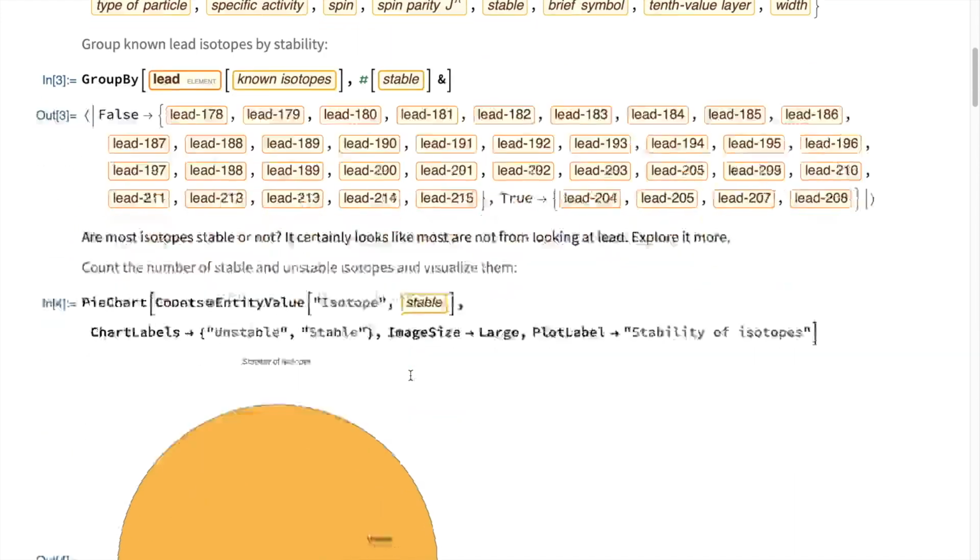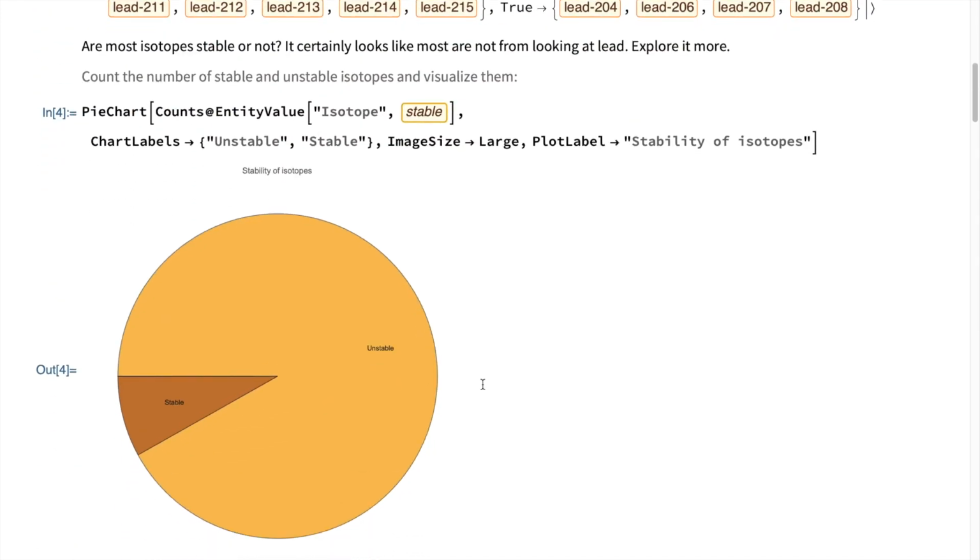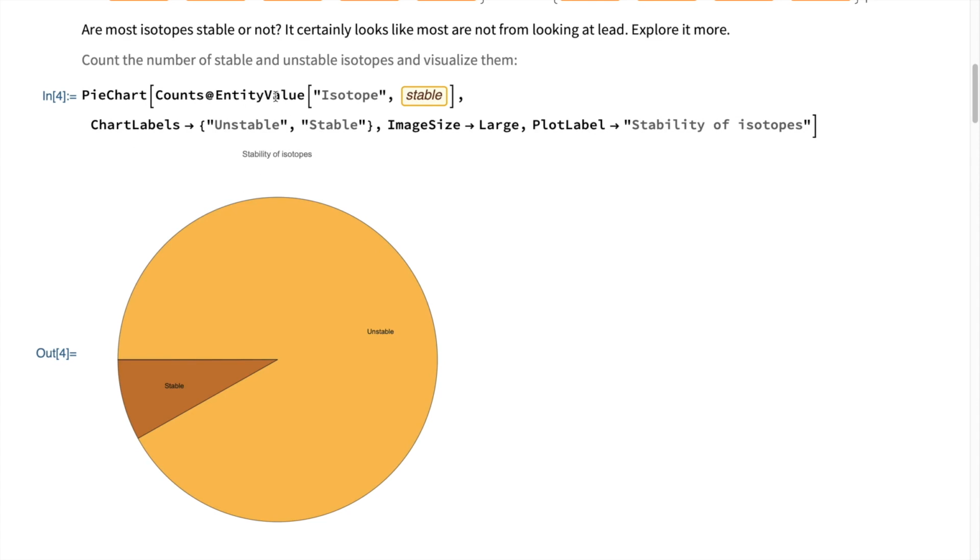Let's explore this by counting stable and unstable isotopes. Using the entity value function, I will call the stability property for all isotopes and then use the counts function to tally up the states. As one can see, the overwhelming majority of isotopes are actually not stable.